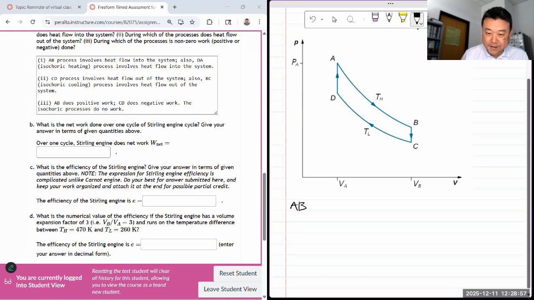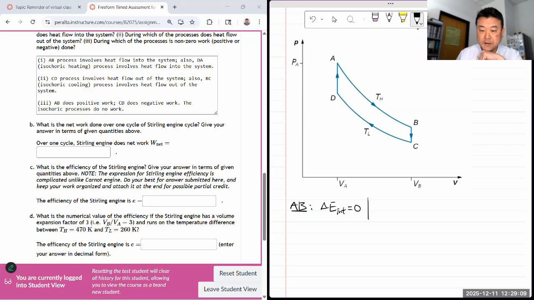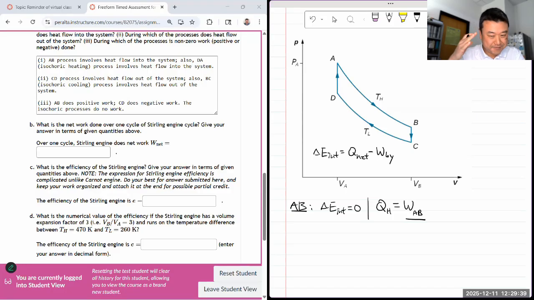So A to B, this process. It's an isothermal process. So I can say change of internal energy is 0. That makes some things easy, because that'll mean the first law, which says the change of internal energy is the net heat flow minus the work being done by the gas. So this implies that the heat flow, let me call that QH, is equal to the work done going from A to B. And I think it's this part that I have to calculate. I mean, you could look up the formula in the textbook, but let me just do this calculation.